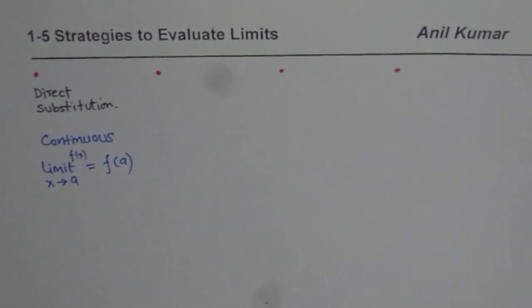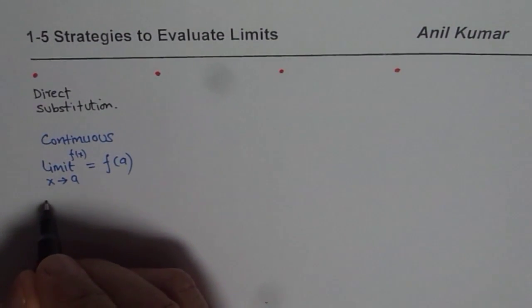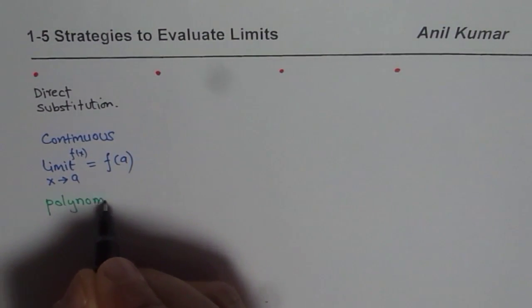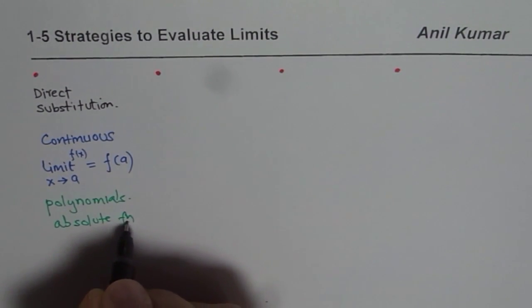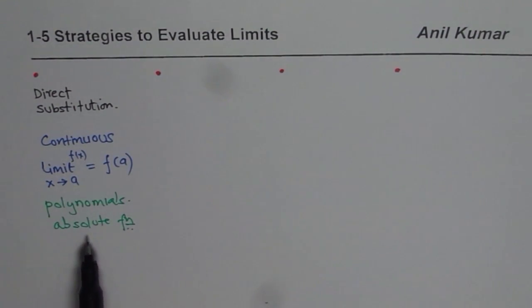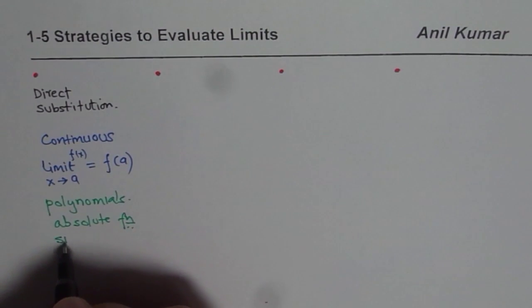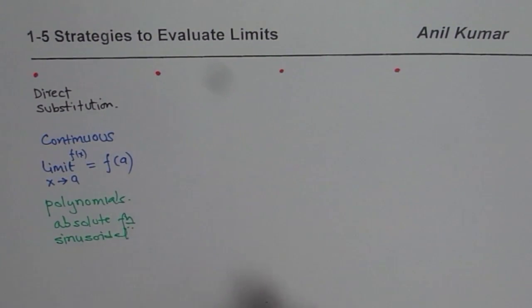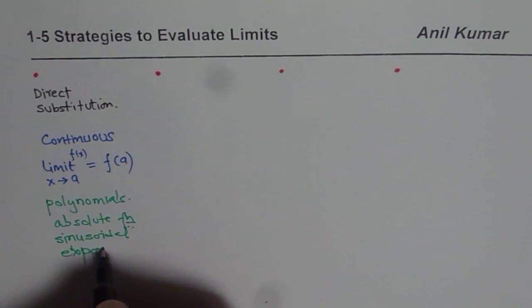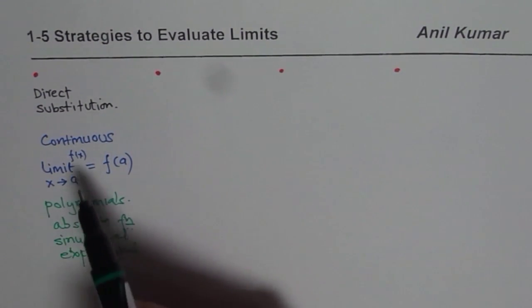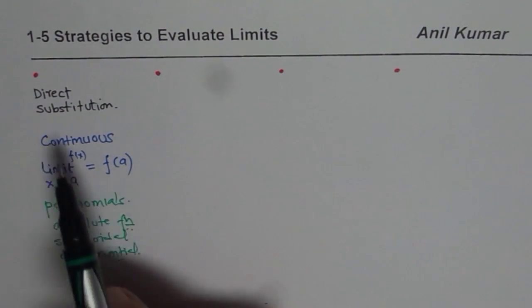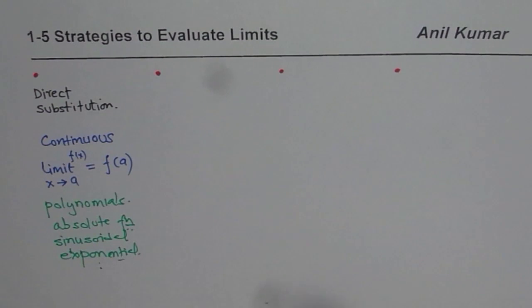Now that strategy works, as I said, for many examples where especially we are considering polynomials. So all polynomials, it works. Absolute functions just alone, right? Alone. If you combine, then it may not work. And sinusoidal functions, it works for exponential functions. So for all these functions and many others, you could define your own. Direct substitution works.